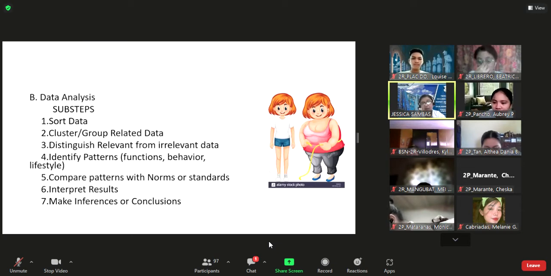So, we can now identify, okay, what is the problem? We can interpret now the result. So, kung halimbawa, obese sila lahat, diba? Obesity that is already considered as a health deficit. Okay? So, nakita ninyo, so makikita mo na ngayon ang problema ng pasyente mo. Okay, this is the interpretation. With these patterns of their behavior, their lifestyle, we can already identify that this is the problem of the family. Okay? So, next to that is you have to make inferences or conclusion.